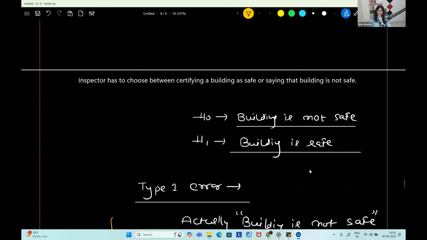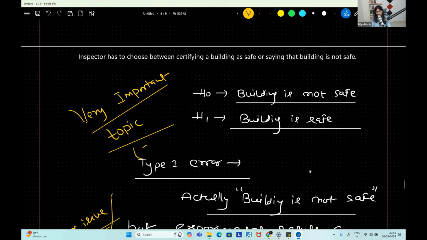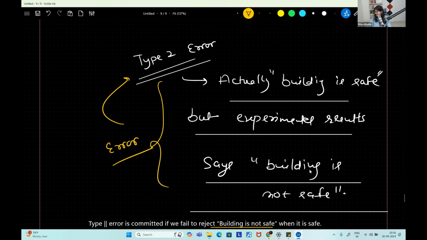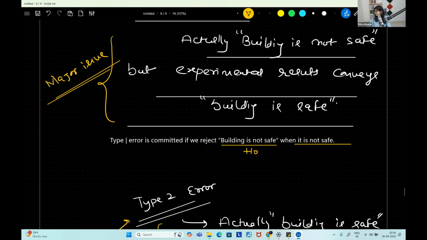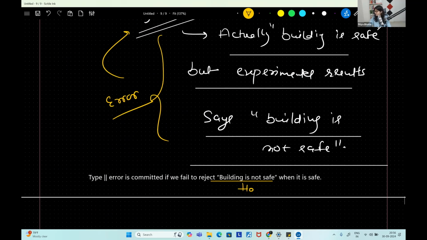Very important topic. Very important topic in inferential stats for interview perspectives, and also for doing multiple projects. You should know your main task is to avoid these errors, type 1 and type 2. Is this fine for everyone? Any doubts, anyone, in these two parts, in these two components?